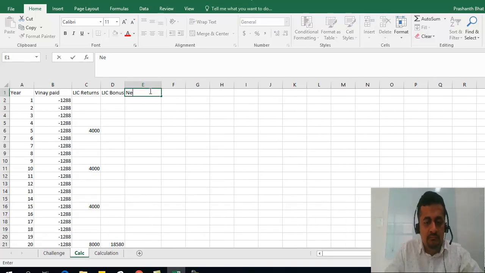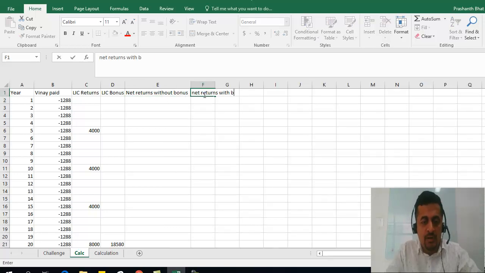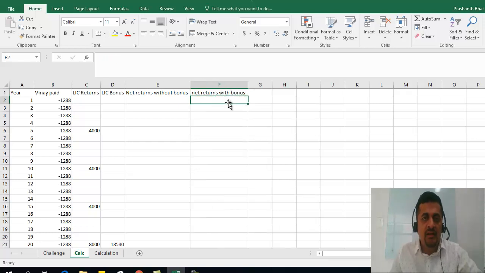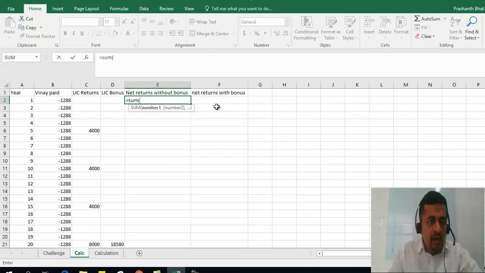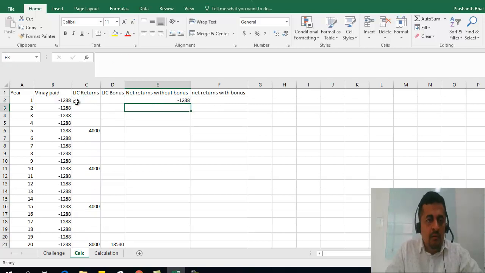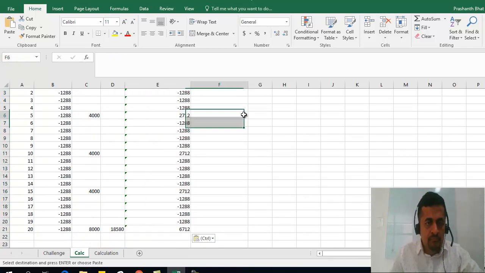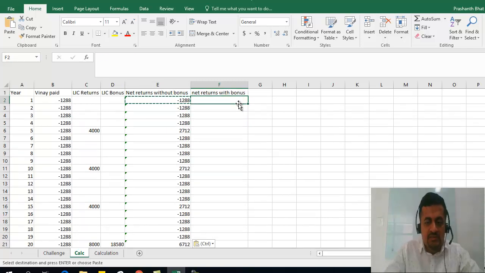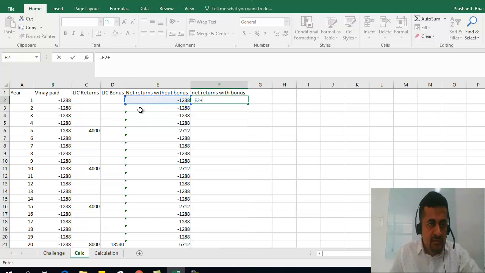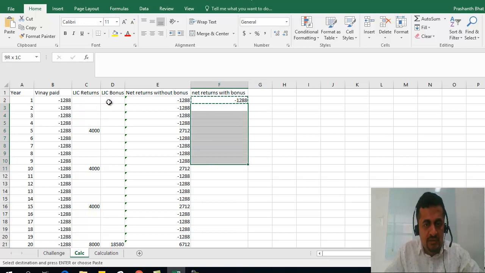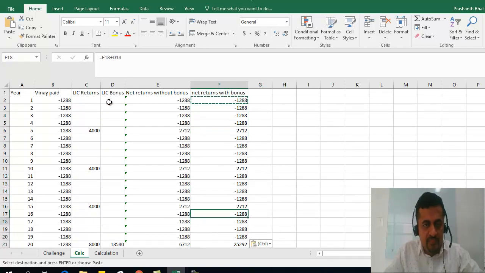So net returns without bonus. I'm going to split this into two parts, with bonus and without bonus, because bonus is not guaranteed and it is declared each year by LIC. So we do not know upfront what it is. It may be higher, it may be lower. So I'm going to add the first two columns. And with bonus, I'm going to add this plus this. Okay, so with bonus, this is the returns.